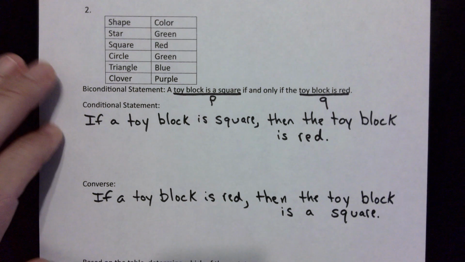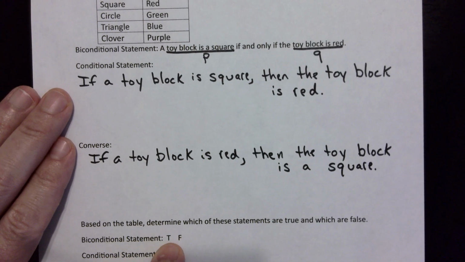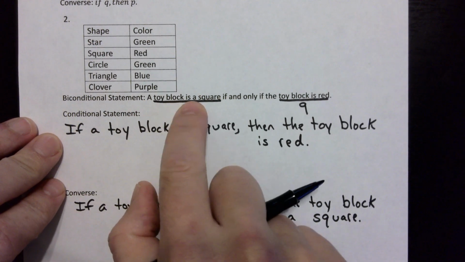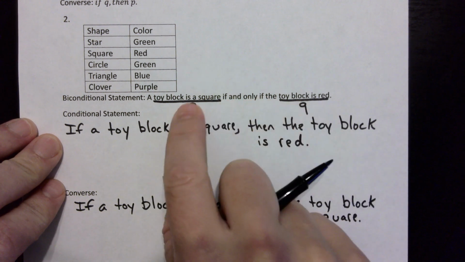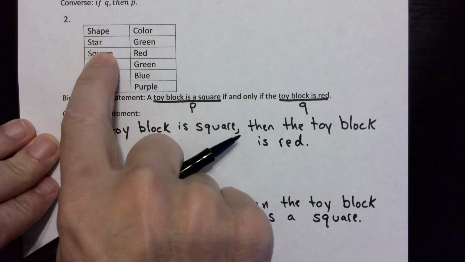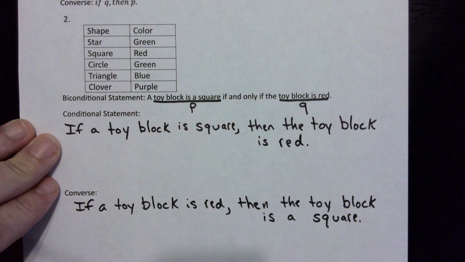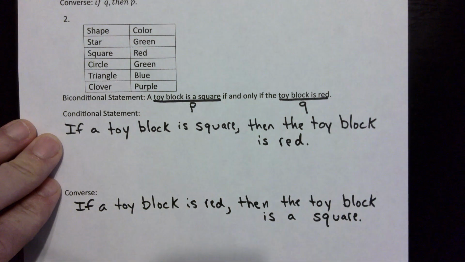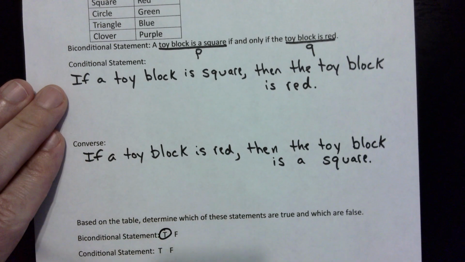Now again, we need to answer these questions. Is the biconditional statement true or false, based on this information? A toy block is square if and only if that toy block is red. Is there any other toy block that's square that's not red? It looks like we only have one square on this list, and it is red. That is a true statement based on the data. There's only one square, and it's red, so true.